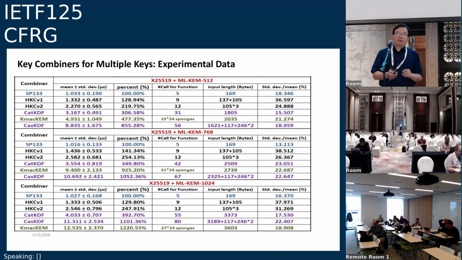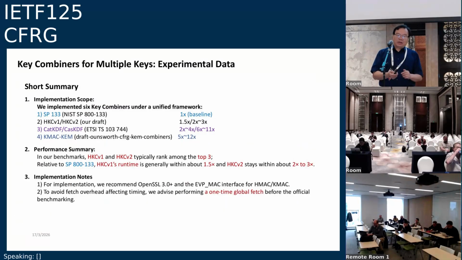Okay, here is another one. We combined X25519 with ML-KEM, similarly. The result is still similar. Actually our two schemes, together with SP 800-133, can be considered the fastest ones. So here is a short summary: our scheme is maybe two of the top three in efficiency, a little bit slower than the NIST standard.